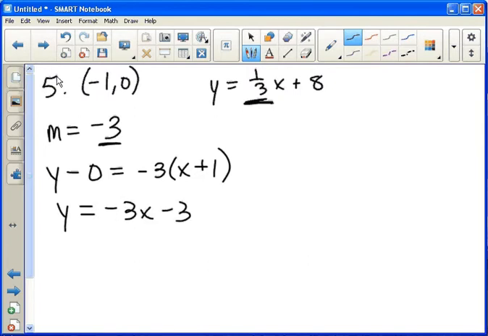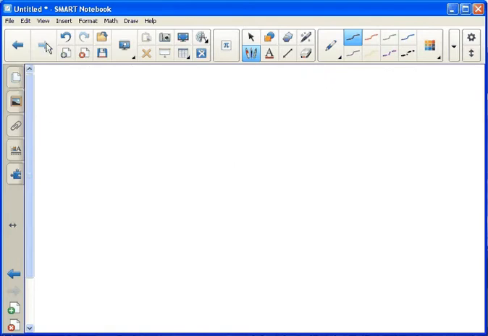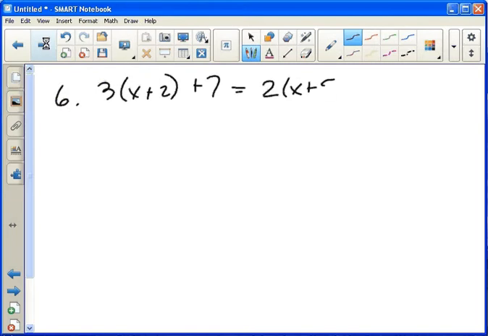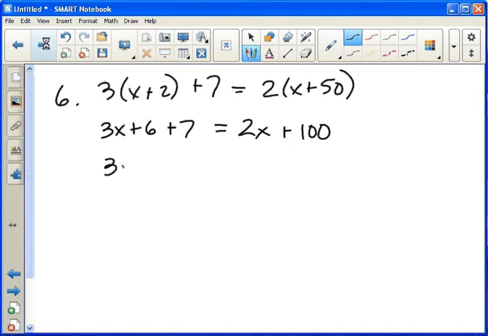Okay, for number 6, we have 3 times x plus 2, plus 7, equals 2 times x plus 50. So I'm going to distribute: 3x plus 6 plus 7 still, and then 2 times x and 2 times 50. 6 plus 7 is 13. So we get to this point, and then we want to combine our like terms and get all the x's on one side and get all the numbers on the other.